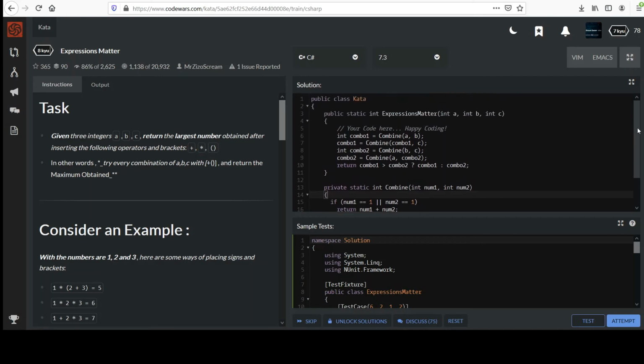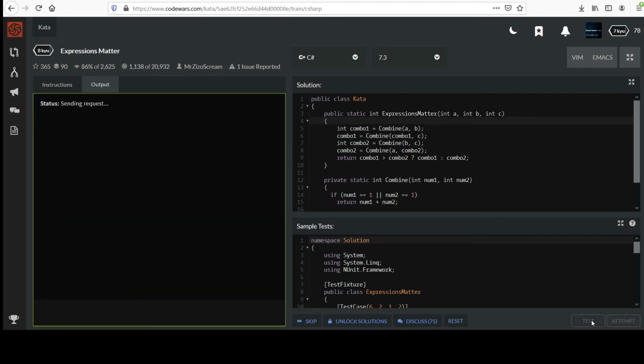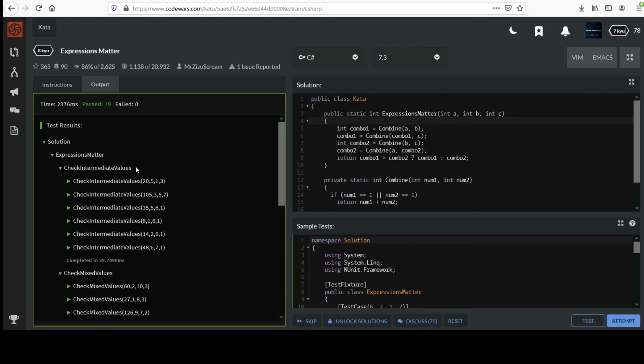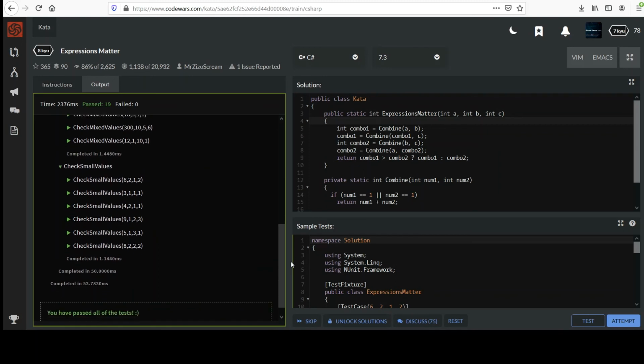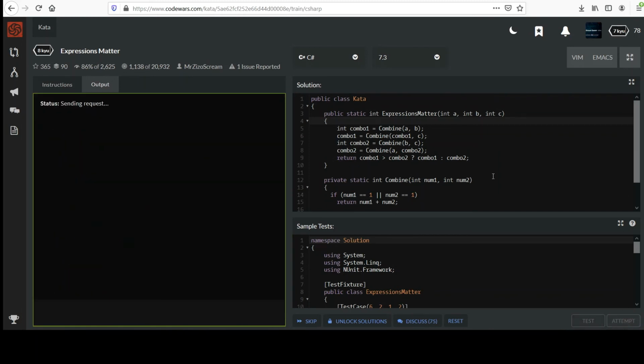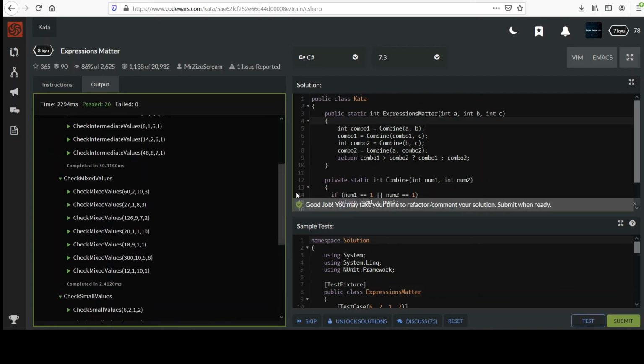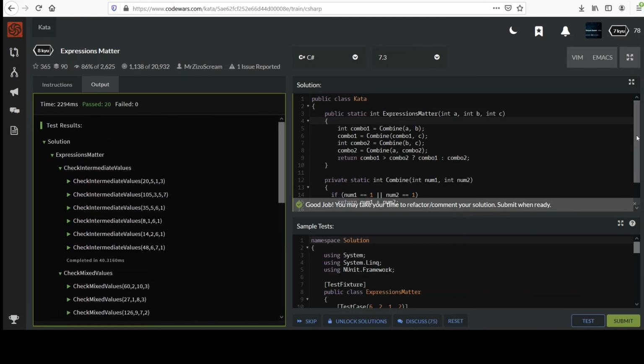So yeah, let's go ahead and run. Let's see what that gets. We're thinking good, all green. I like it. We'll hit the other tests. Nice. All right, we passed. Yeah, not too bad, right?